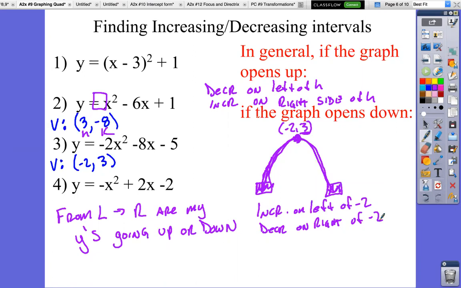So in general, if the graph opens up, it goes from decreasing to minimum to increasing. If it opens down, it goes from increasing to the max to decreasing. That's really all you have to know. So really the max, min, and range and decreasing, it's all the same thing. We've only got about 5 minutes left, and I know that we just talked about a lot. So does anybody have any questions?